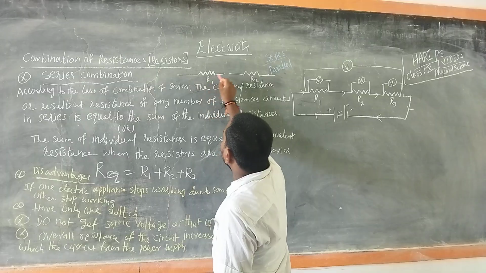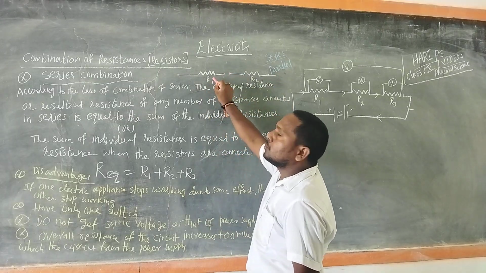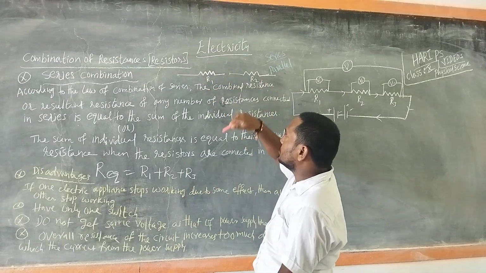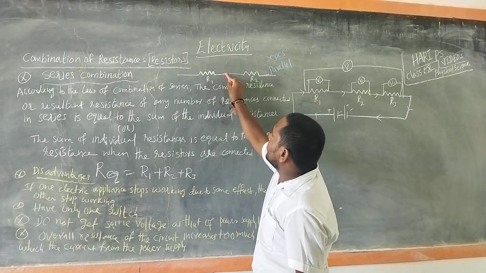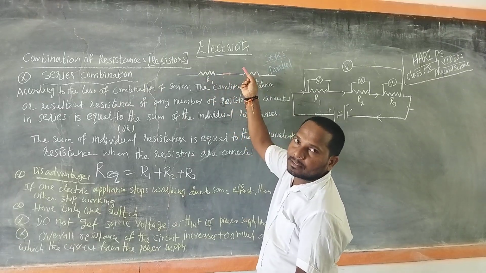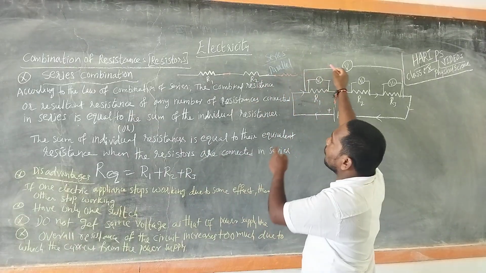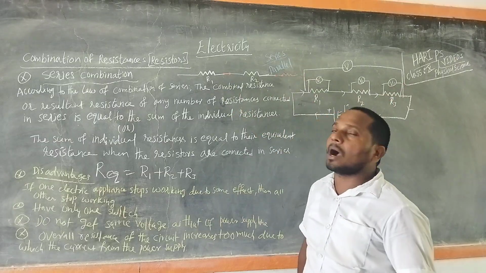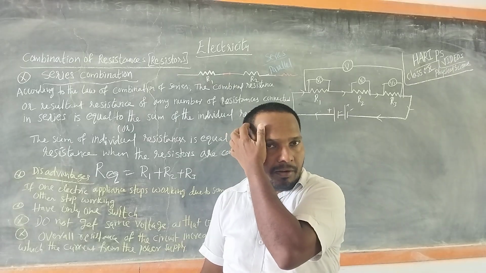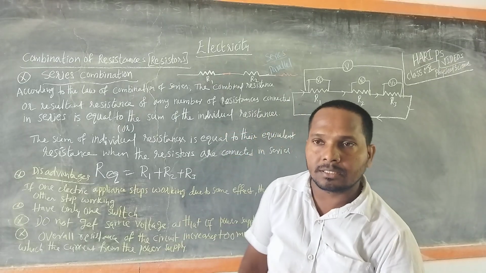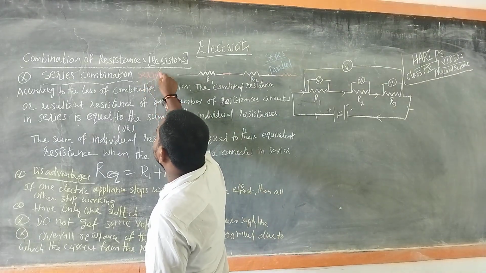So this is the one end and this is the other end. We have two resistors, R1 and R2. One end of the first resistor is connected with the other end of the second resistor. Then similarly, when we connect the third one, and the fourth, fifth. This type of combination of resistors is called a series combination or series connection.